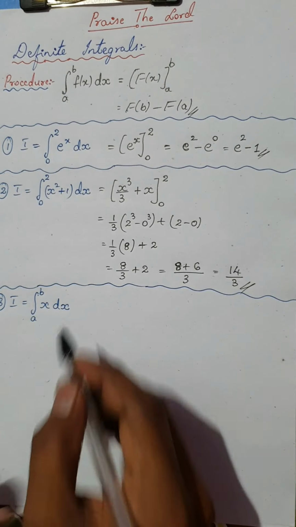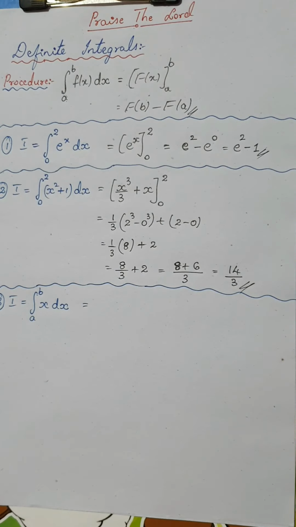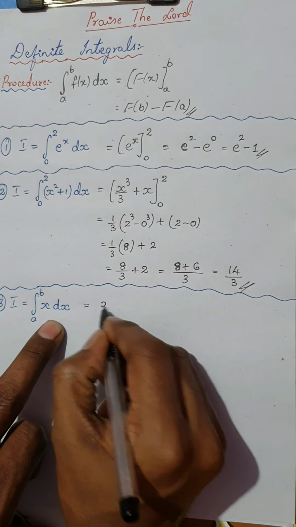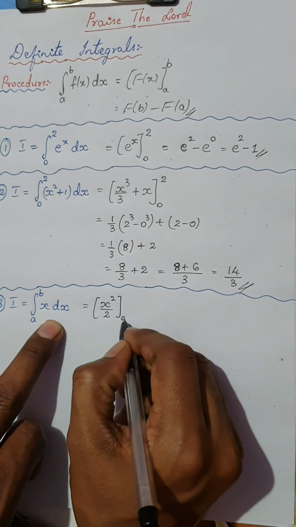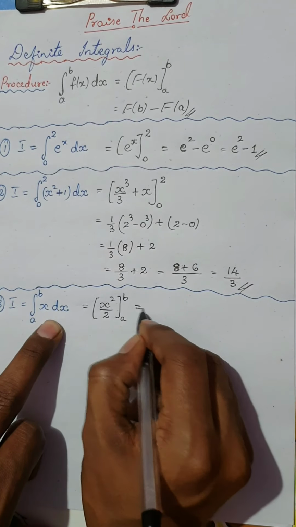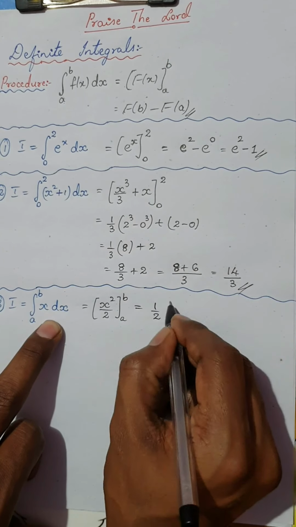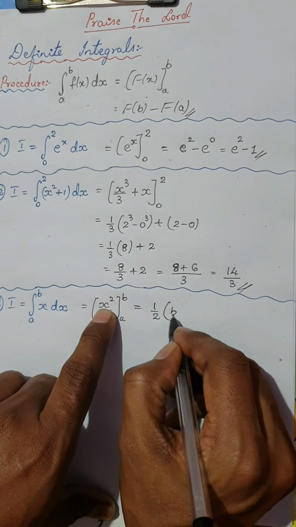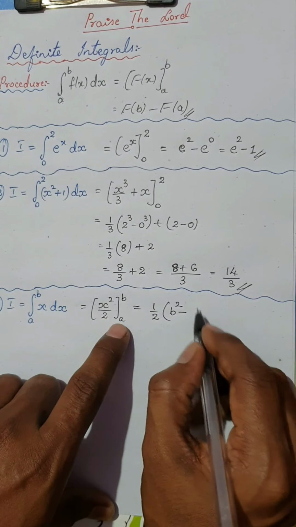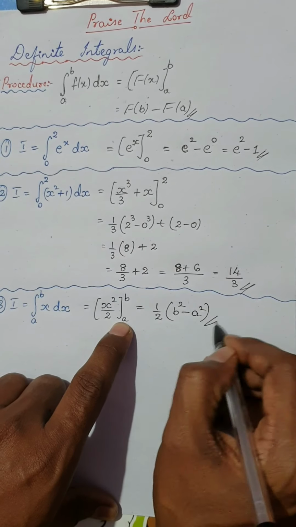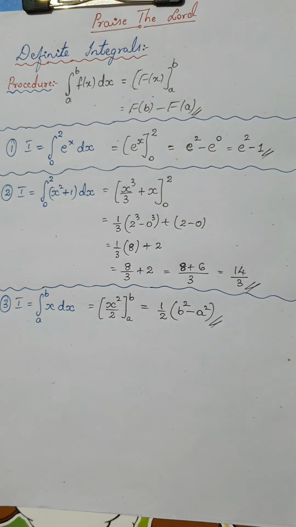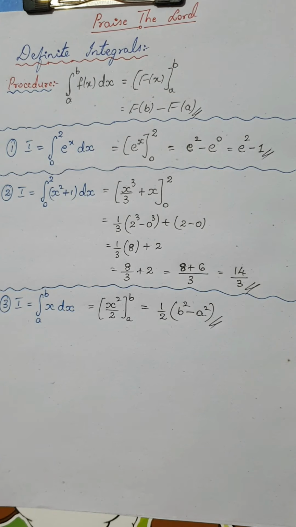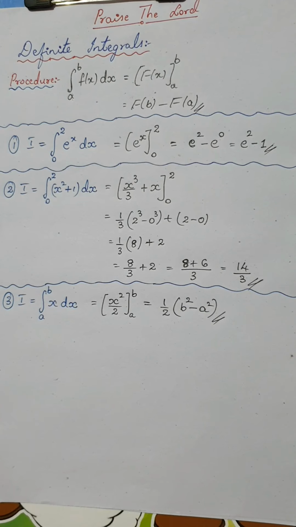Now look at the next integral. I have the integral from a to b of x dx. We all know the integral of x is x square by 2 within the limits a to b. Half is a constant which can be kept outside. The upper limit for the function is b square minus the lower limit a square. So this is the solution for this integral. These are very basic ones. Before going on to the difficult problems, this would help us know the basic concept of definite integrals.